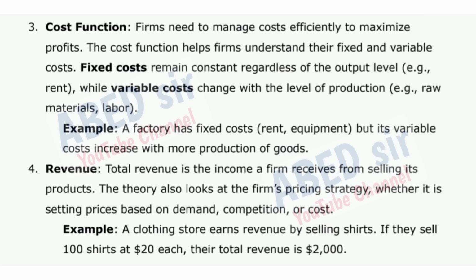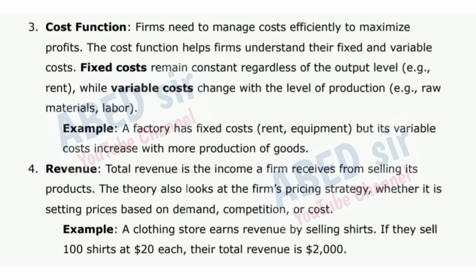3. Cost function. Firms need to manage costs efficiently to maximize profits. The cost function helps firms understand their fixed and variable costs. Fixed costs remain constant regardless of the output level, example, rent, while variable costs change with the level of production, example, raw materials, labor. Example, a factory has fixed costs, rent, equipment, but its variable costs increase with more production of goods.